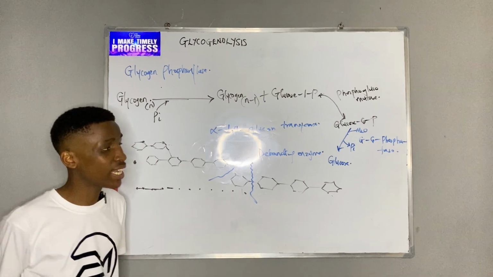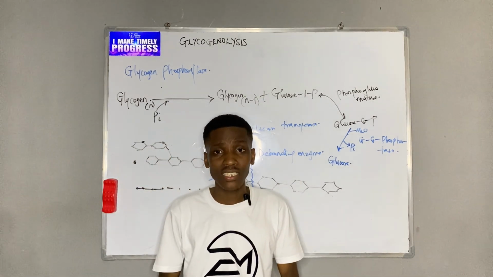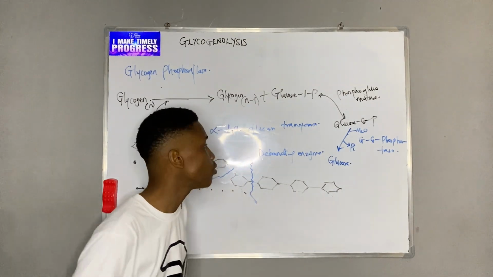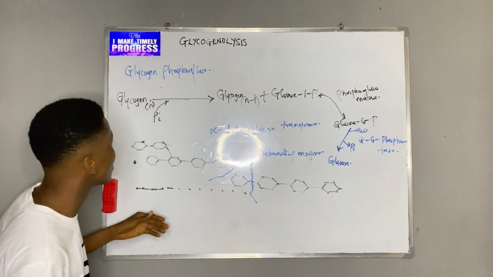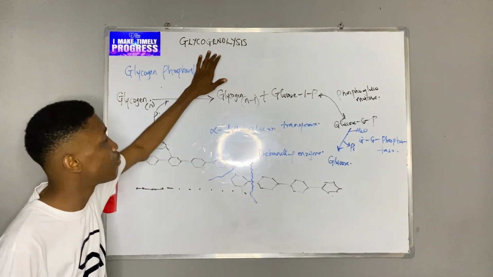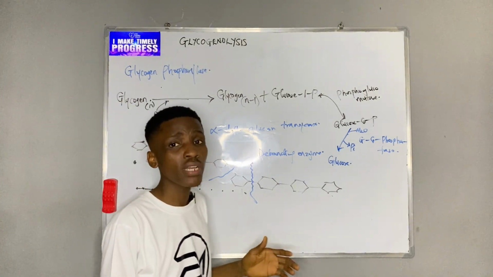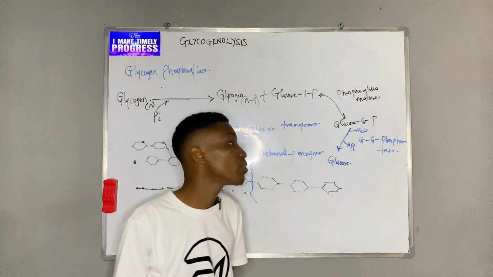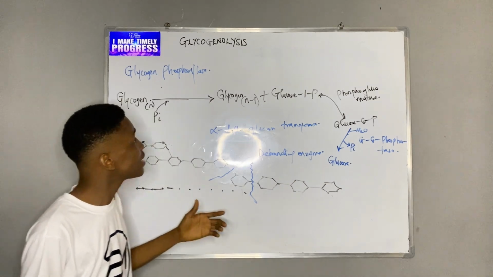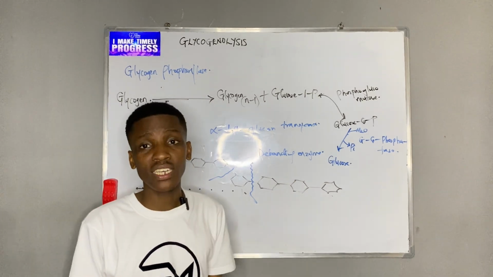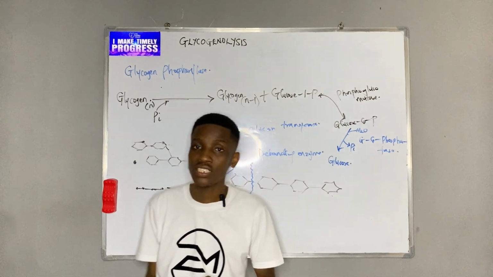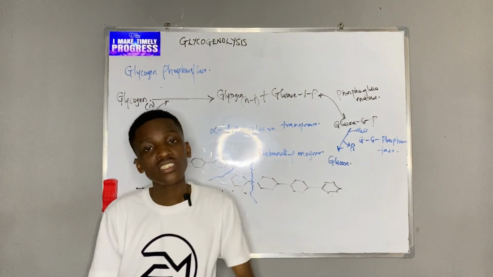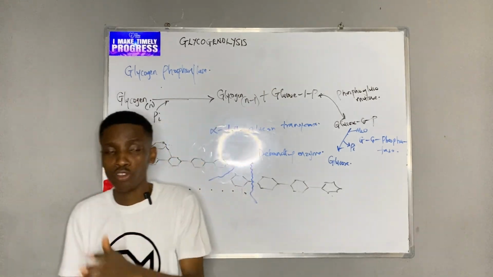So that brings us to the end of glycogenolysis. So what are we to take note of? What are the key takeaway points in glycogenolysis? The key takeaway point is that glycogenolysis is the breakdown of glycogen. It occurs majorly in liver and skeletal muscles. It can also happen in the kidney. Now, the key enzyme here is called glycogen phosphorylase. When it is found in liver, we call it liver phosphorylase. Found in muscle, we call it muscle phosphorylase.